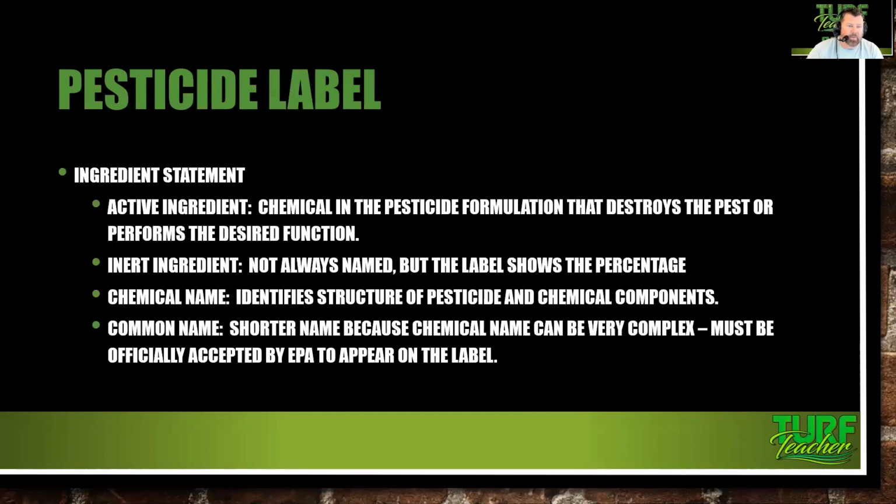Your ingredient statement: your active ingredient is the chemical in the pesticide formulation that destroys the pest or performs the desired function. Your inert ingredient is not always named, but the label shows the percentage. Your chemical name identifies the structure of the pesticide and the chemical components. And then there may or may not be a common name, which is a shorter name because the chemical name can be very complex, but it must be approved by the EPA to officially appear on the label.